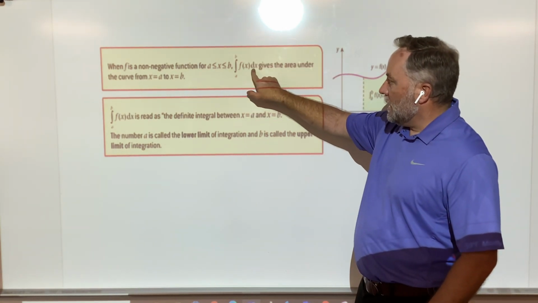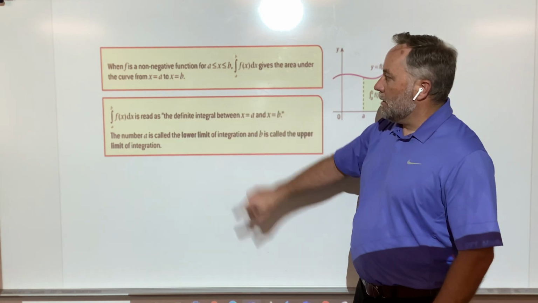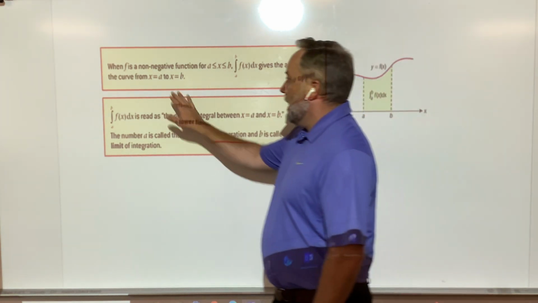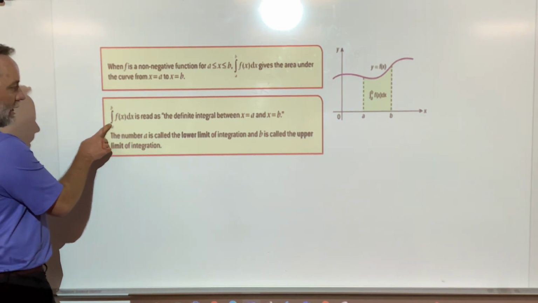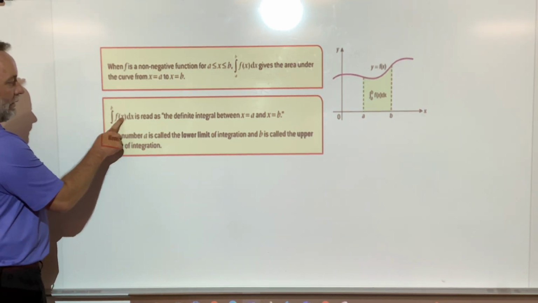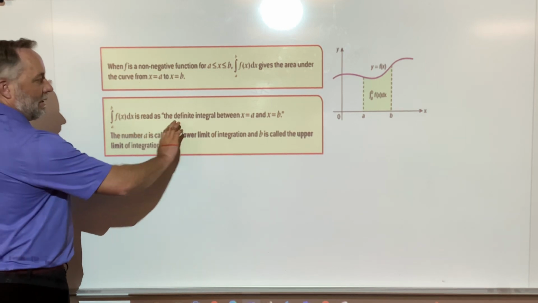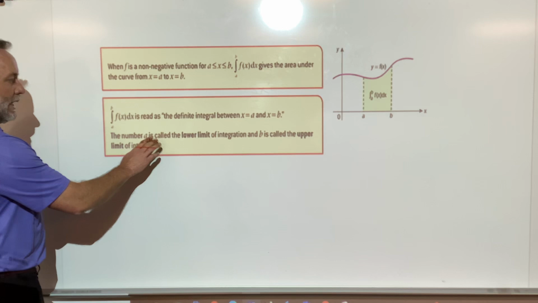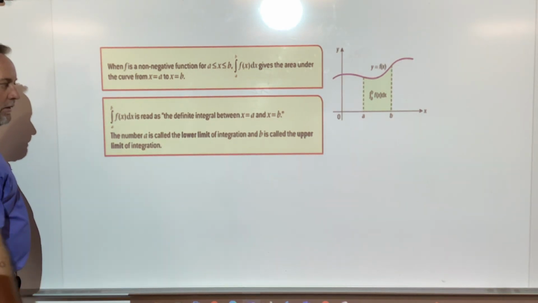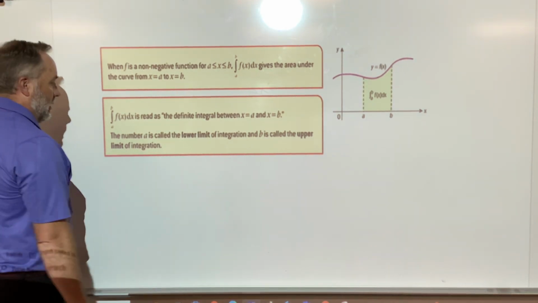Then the integral of f of x dx gives the area under the curve from A to B. All right? And this right here, the integral from A to B of f of x dx reads as the definite integral between A and B. The number A is called the lower limit or lower bound, and B is called the upper limit.